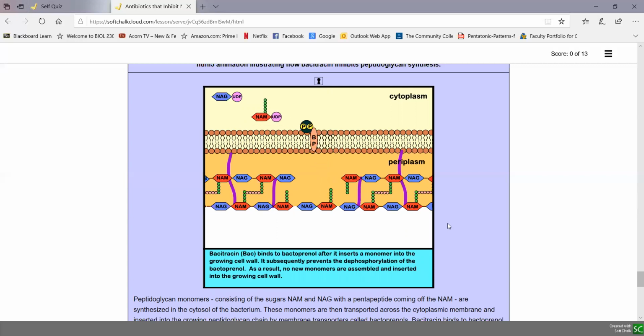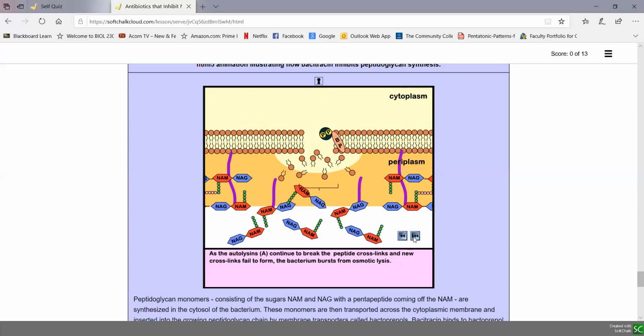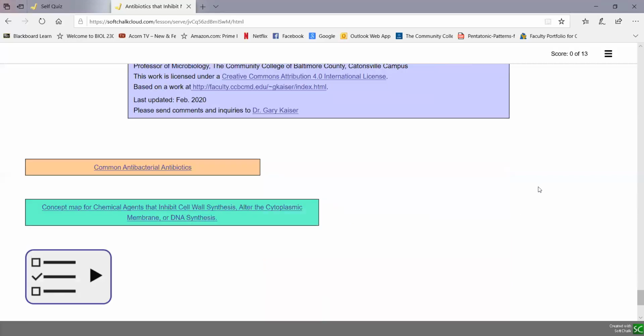And once the bacitracin attaches, the NAM can't attach, so there are no monomers assembled and there are no monomers to be transported across the membrane. And of course, as autolysins continue to break down the cell wall, there are no peptidoglycan monomers being transported across, the wall becomes weak, and we have osmotic lysis. So those are antibiotics that inhibit peptidoglycan synthesis, causing osmotic lysis.